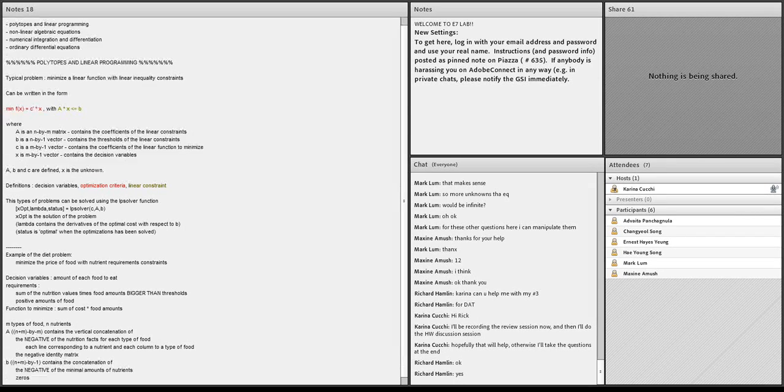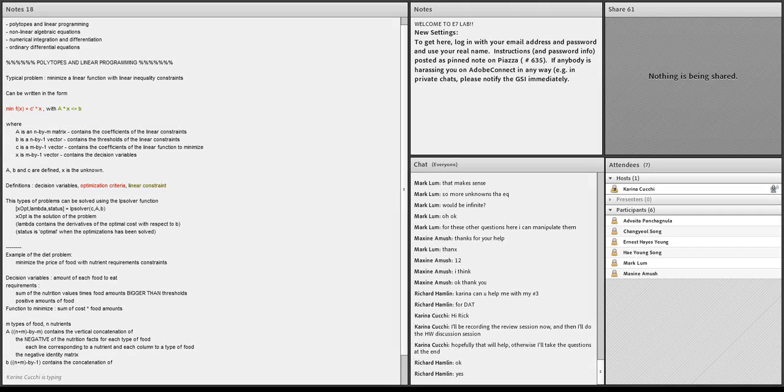So B has the same number of rows as A, so n plus m, and it contains the concatenation of the negative of the minimal amounts of nutrients, so same thing because we wanted the nutrients to be bigger than the thresholds, and then zeros to ensure that you buy positive amounts of food.